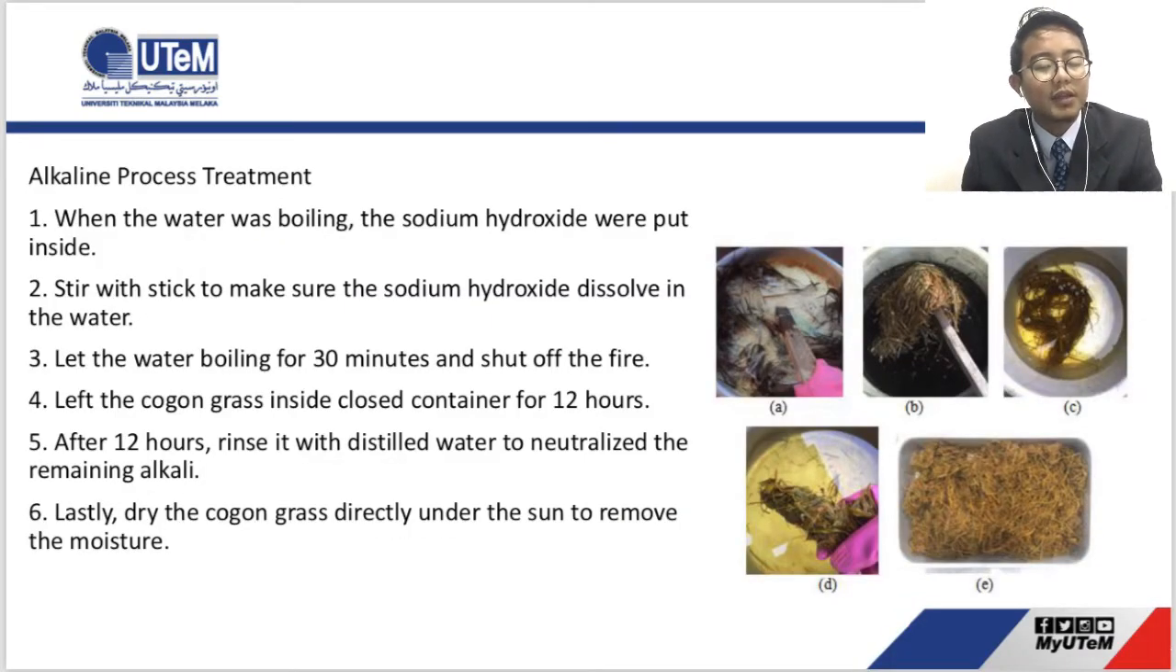After that, the COGON grass underwent alkaline treatment. First, when the water was boiling, the sodium hydroxide was put inside. Then stir with a stick to make sure the sodium hydroxide dissolved in the water. Let the water boil for 30 minutes and shut off the fire. Leave the COGON grass inside the closed container for 12 hours. After 12 hours, rinse it with distilled water to neutralize the remaining alkali. And lastly, dry the COGON grass directly under the sun to remove the moisture.